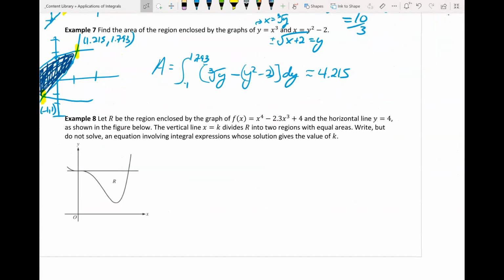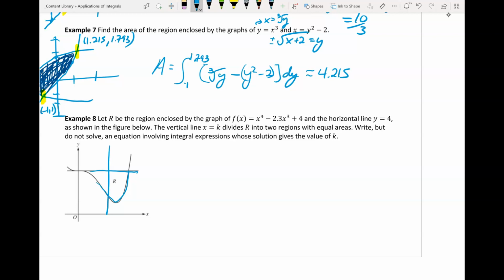Lastly, for example 8, we've been given the function f, which is this one over here, and the line y equals 4. So the vertical line x equals k divides R into two regions with equal areas. But we want to write, but not solve, an equation involving the integral expressions whose solution gives the value of k.